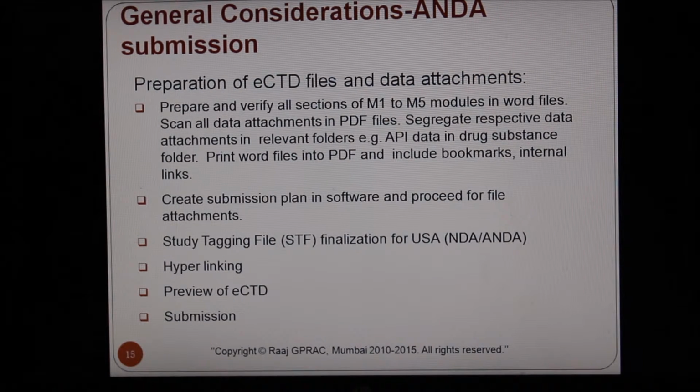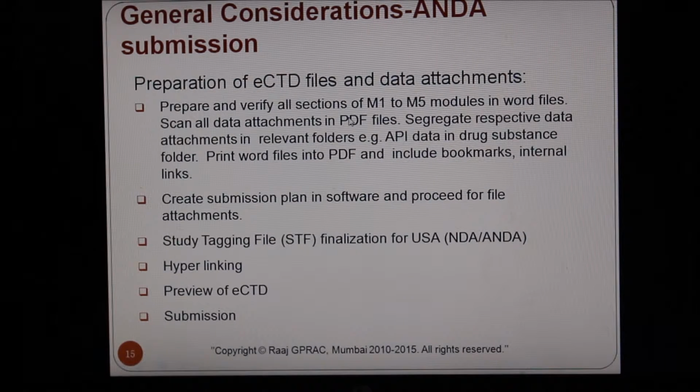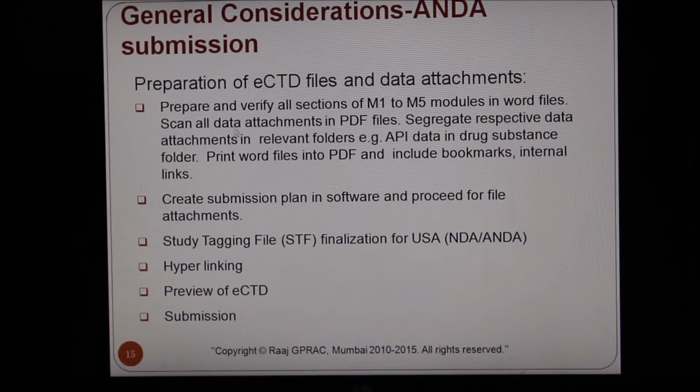So there are some general considerations about ANDA submission while preparing eCTD files and data attachments. First, you prepare and verify all sections of Module 1 to Module 5 in Word files. Scan all data attachments in PDF files. Segregate the respective data attachments in the relevant folders. Example, API data of the drug substance goes under the S part, while drug product data goes under the P part under the CMC section. Accordingly, print the Word files into PDF and include bookmarks, internal links, hyperlinks or intralinks.